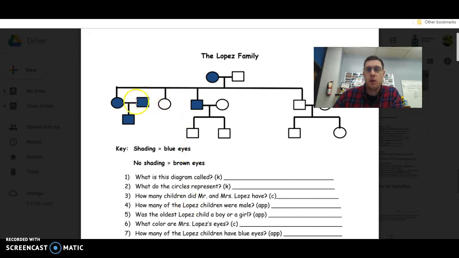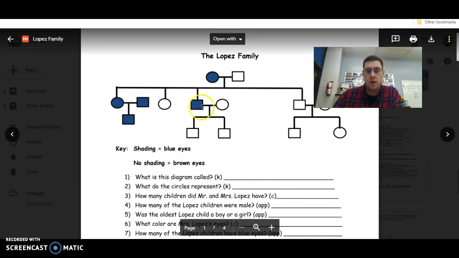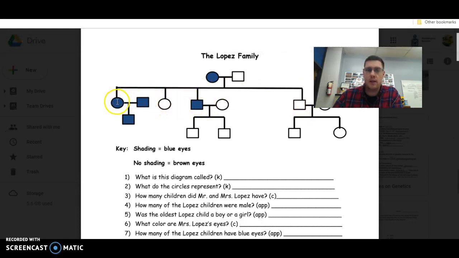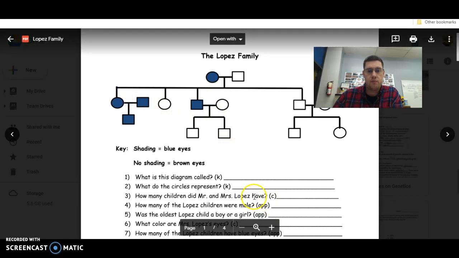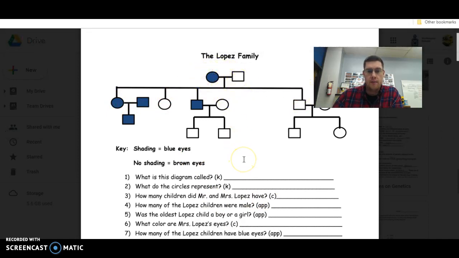Now, how many of the Lopez children were male? Is this one of the Lopez children? No, it's not connected to that line. This is the spouse of one of the Lopez children. So look at the Lopez children, and we're counting how many of them were male. So we're counting the squares. Here's 1. Here's 2. That's not 1, that's not 1 either. So we got 2 boys. Everyone connected to this line is a direct sibling from Mr. and Mrs. Lopez.